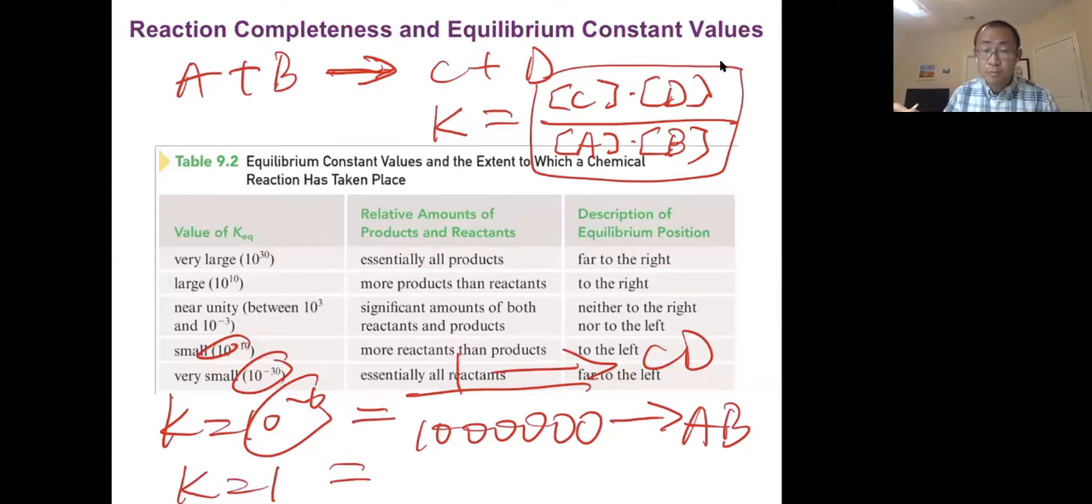Means 1 to 1 means what? You get half reactants, half products. The reaction is like that. So the K is used for us again to determine the position of an equilibrium. Okay?